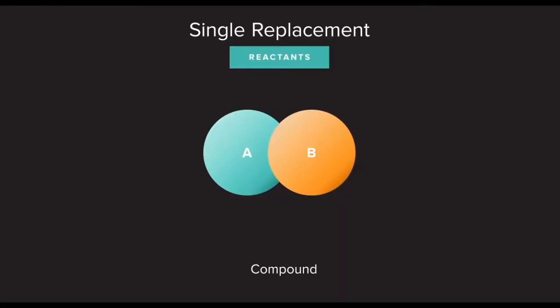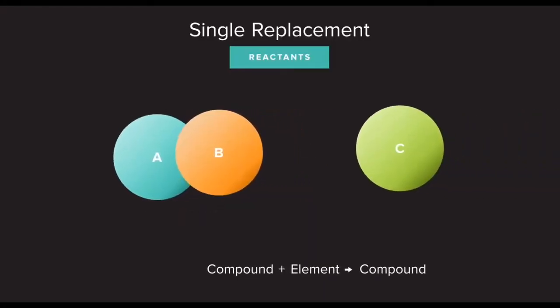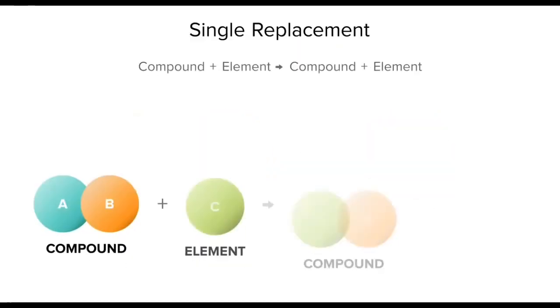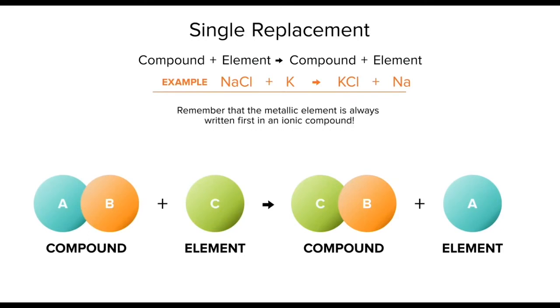Single replacement. Compound AB reacts with element C, yields compound CB and element A. So please write that down. AB plus C yields CB plus A. Our example is sodium chloride reacts with potassium to yield potassium chloride and sodium.